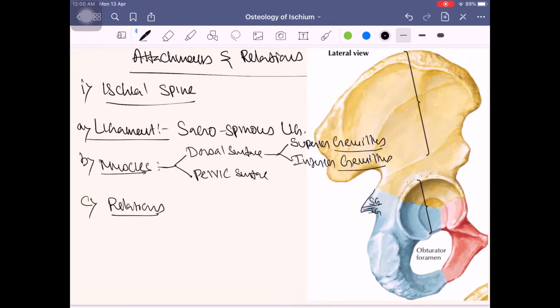Now the pelvic surface, if you see. What was the ligament we have seen? The ligament was your sacrospinous ligament.